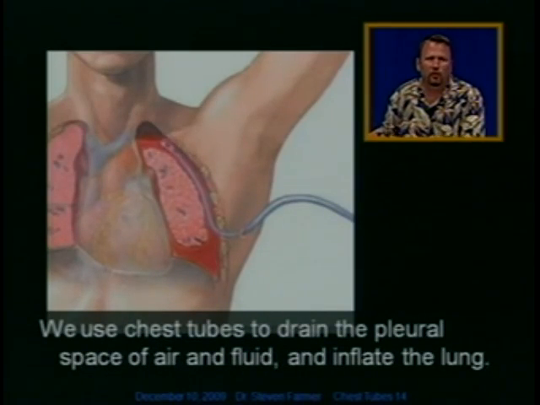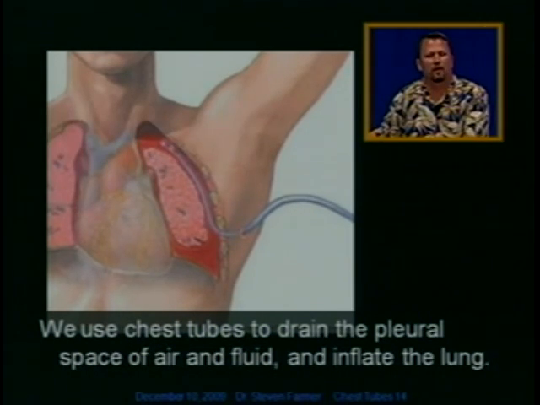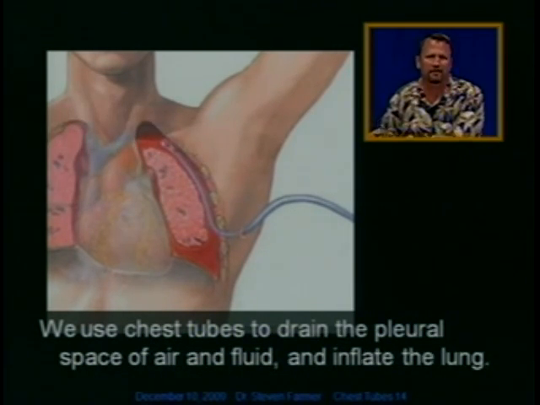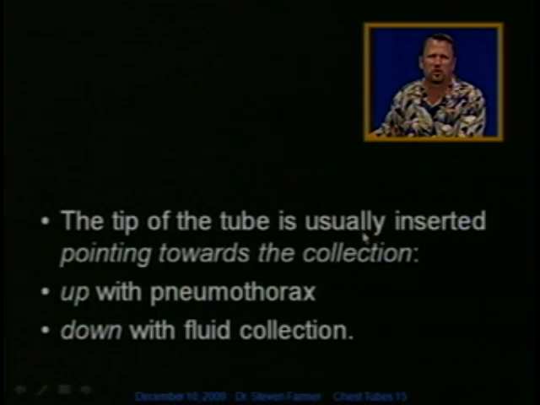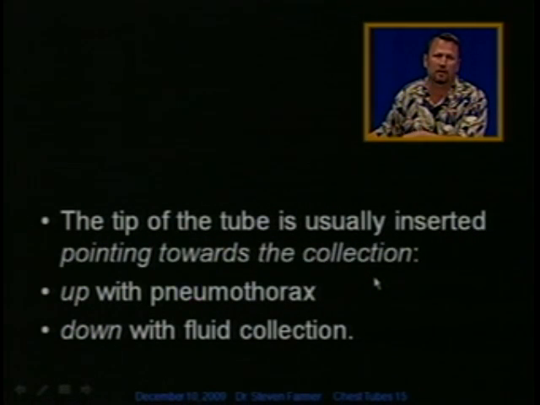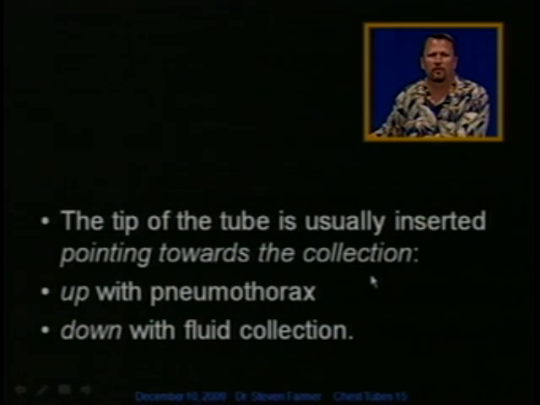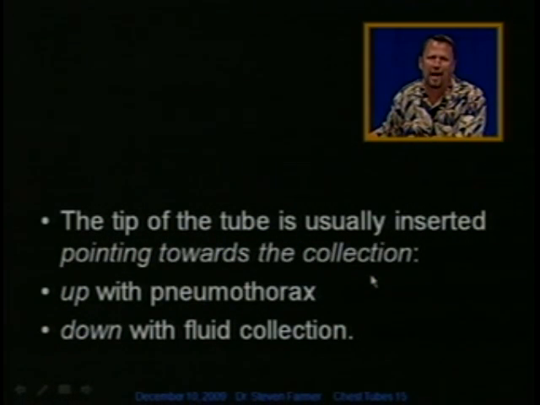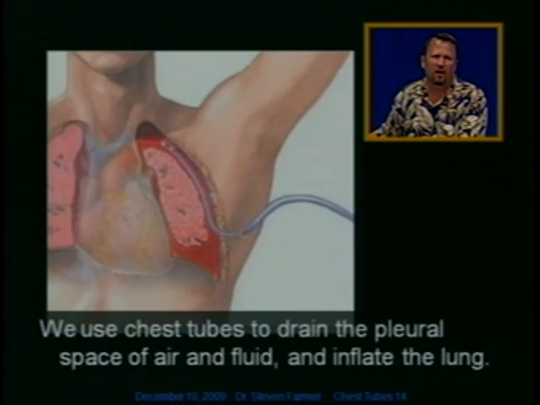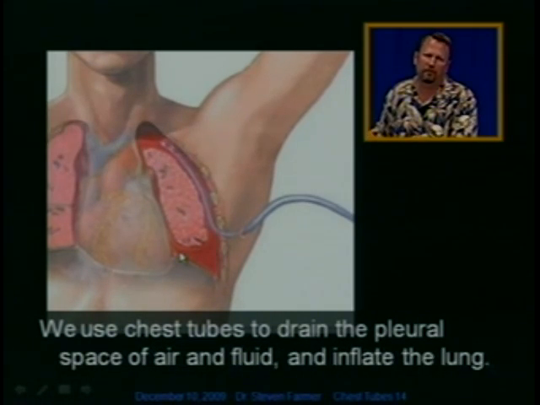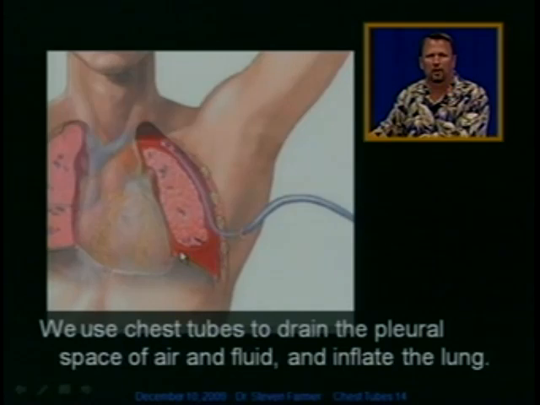So we use a chest tube to drain the pleural space of either air or fluid, and this reinflates the lung. I wanted to point out, though, the tip of the tube is usually pointing towards the collection. And so you'll see chest tubes point up with pneumothorax and down with a fluid collection because air goes up and fluid goes down. So don't be surprised if you see chest tubes pointing down into the pleural space to drain fluids like blood.